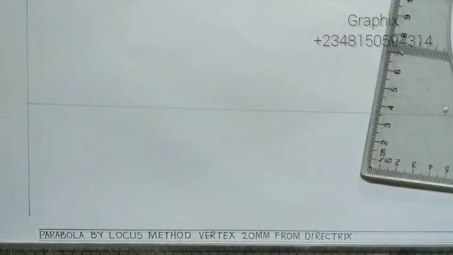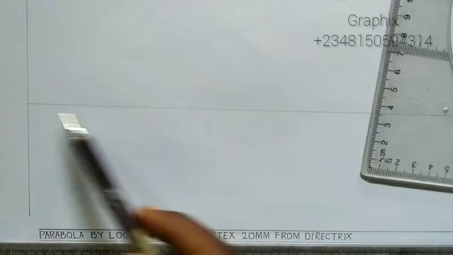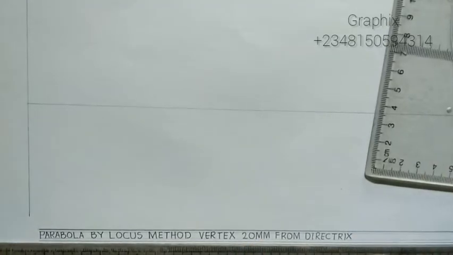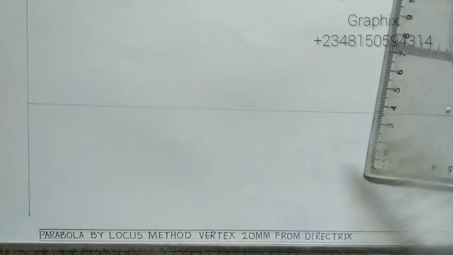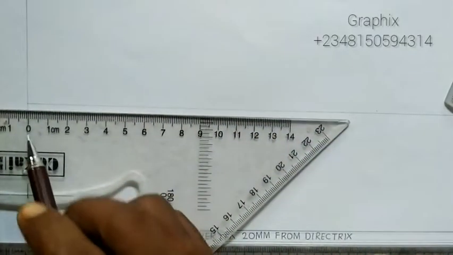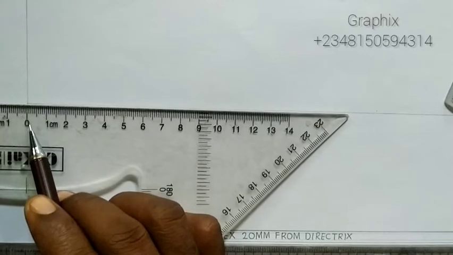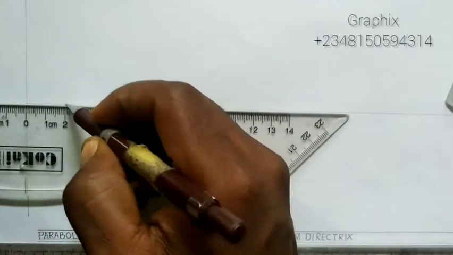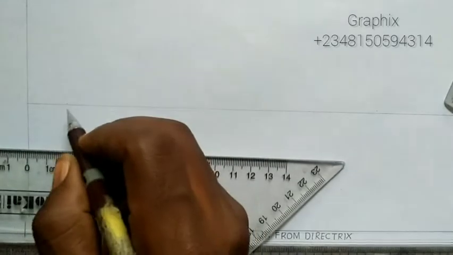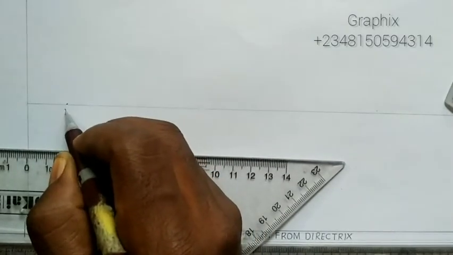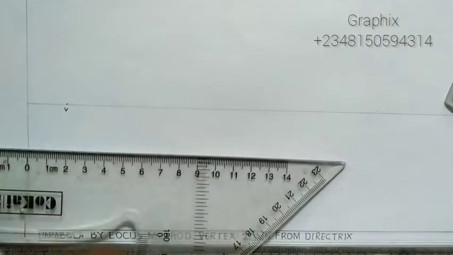There is no distance given here, but most times you might be told that the directrix is 100 millimeter long. That means this center line will be at the center of the 100 millimeter. But in this case, it is not given. Now, we are told that the vertex is 20 millimeter from the directrix. So I'm going to measure 20 millimeter from here, placing my compass at this point on the directrix, and I mark 20 millimeter. So my vertex is 20 millimeter from what?